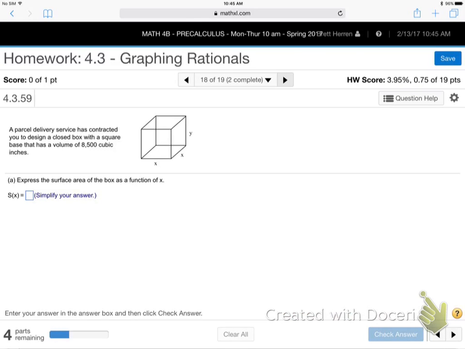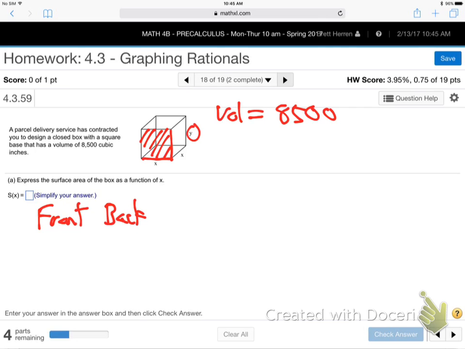Okay, so it says volume equals 8,500. It's got all the sides. Express the surface area. All right, so how much surface area? Well, first off, let's do the front here. What's the surface area of that front? It's always one side times the other for a rectangle. It's X times Y. Can you see that this is X, and over here is Y. Y is the height all the way around. So the front and the back are both XY and XY, aren't they?